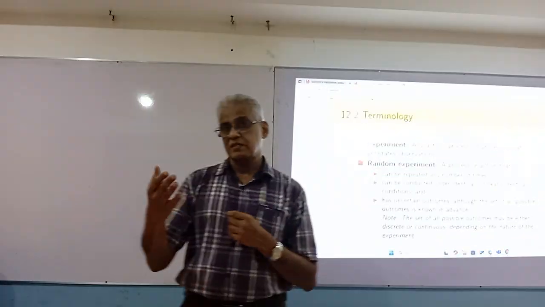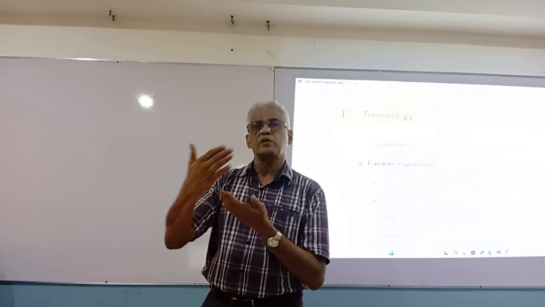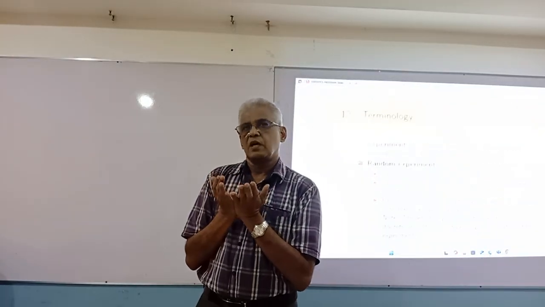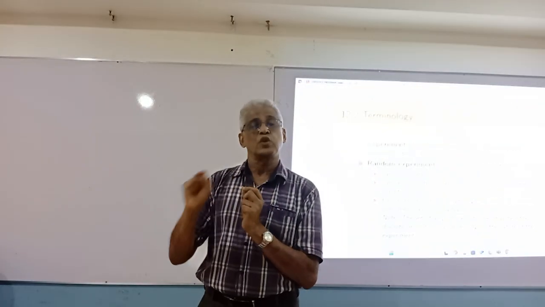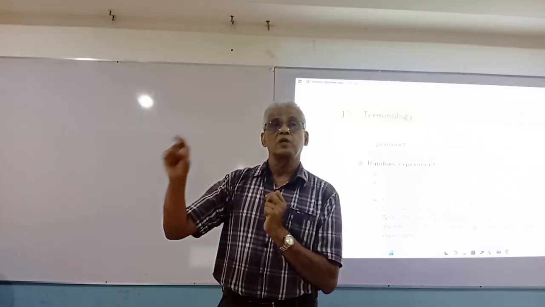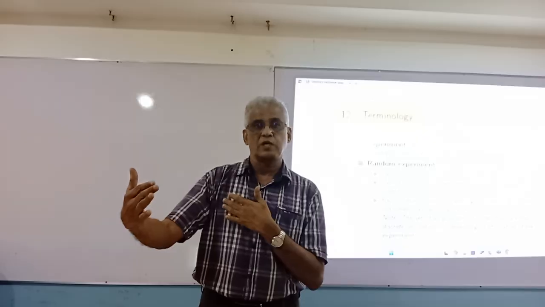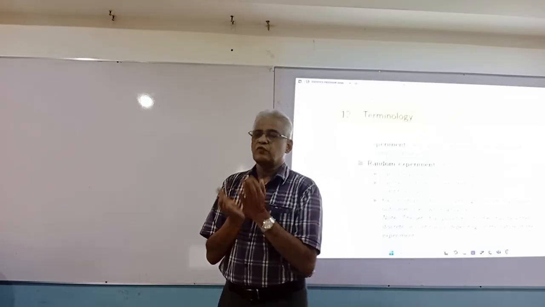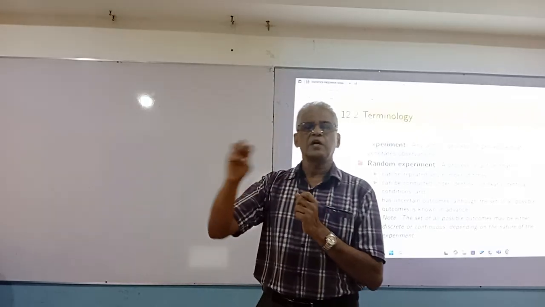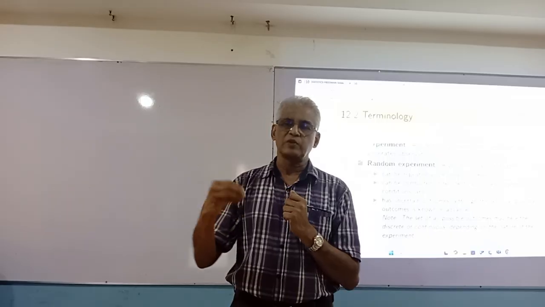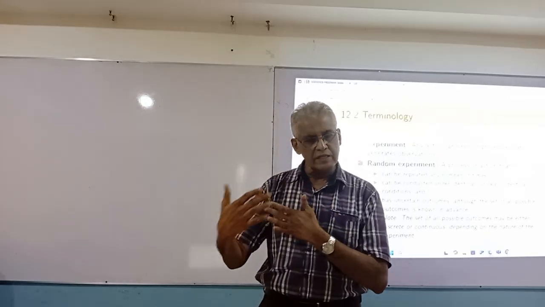And another condition is that before we carry out one experiment, we should not know exactly what the outcome would be. Right? There can be several possible outcomes, but we don't know which outcome is going to be the outcome in this particular experiment. So that's where the randomness comes.